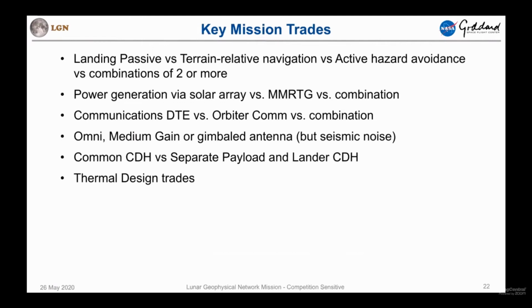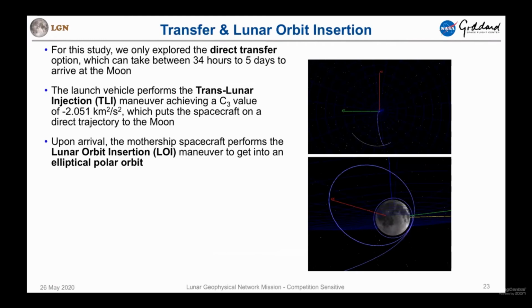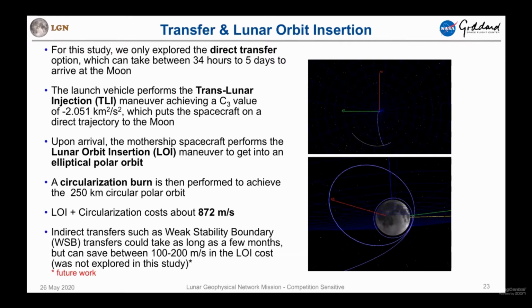And then we're looking at our common CDO and lander, and then thermal design trades, which for the moon can be a bit challenging. So putting the orbiters down, we've got direct transfer. We'll do a trans-lunar injection and then a lunar orbit insertion. And as you can see there, we've got a 50-kilometer polar orbit for deployment, and this requires quite an aggressive braking burn in order to do that.